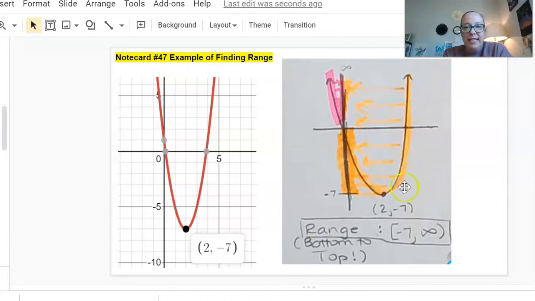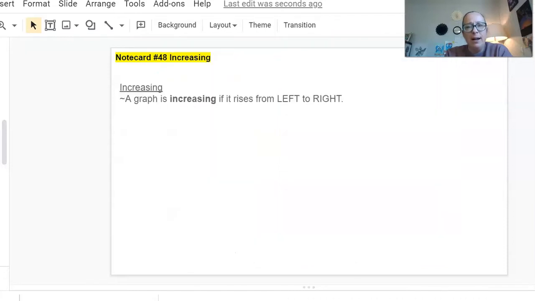Okay, so there is the graph that I just did with you and the answer to note card 47. Make sure you're drawing these. That's part of the example. So make sure you're doing that. So pause me and finish up note card 47. Note card 48, we got to talk about increasing. A graph is increasing if it rises from left to right. Pause me and write that down.